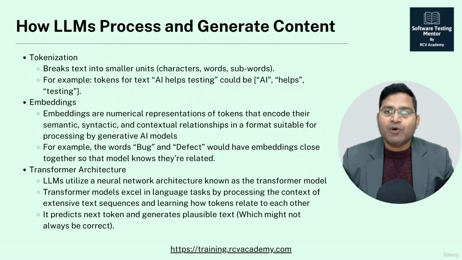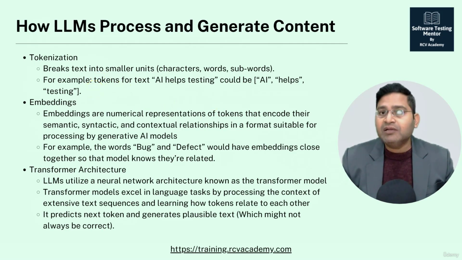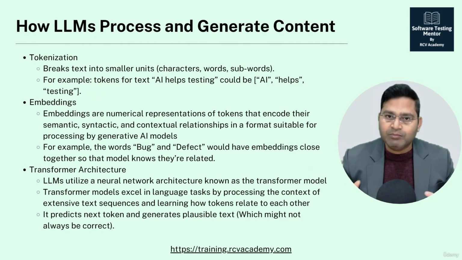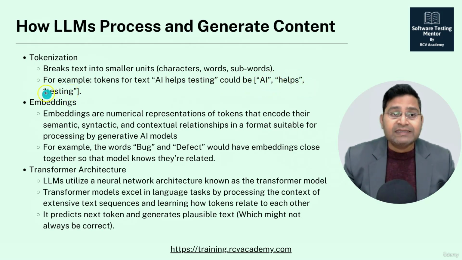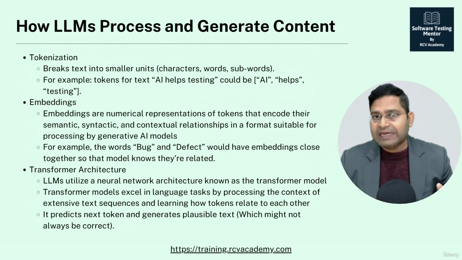It is broken into smaller units, and those units are called tokens. On average, roughly 4 characters of a word make one token. It's not necessarily always true; a full word could be one token, but ideally about 4 characters is roughly one token. So for example, for the text "AI helps testing", the tokens could be AI, helps, and testing. Or testing is broken further, say 4 characters in one token and 3 characters in another token.